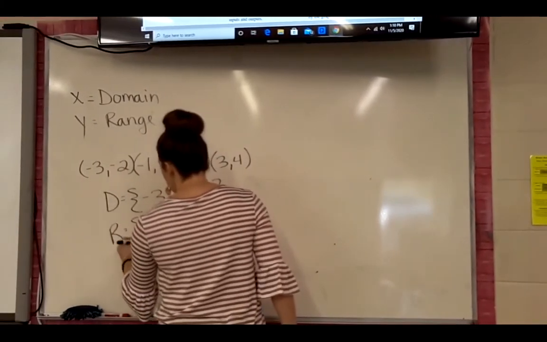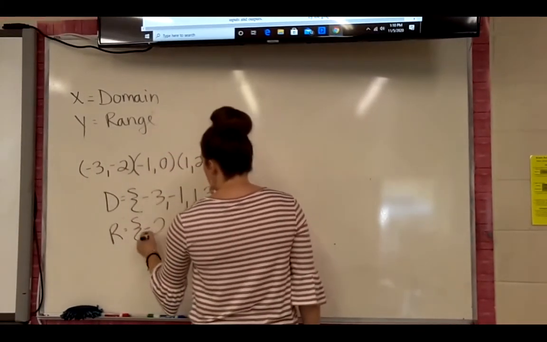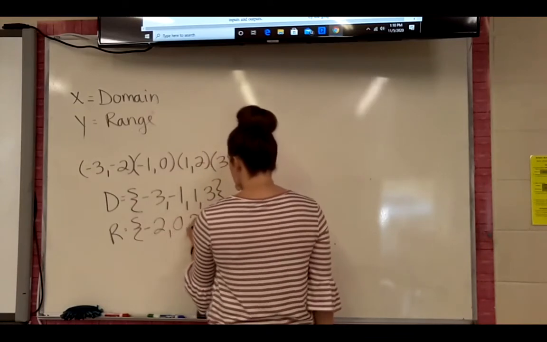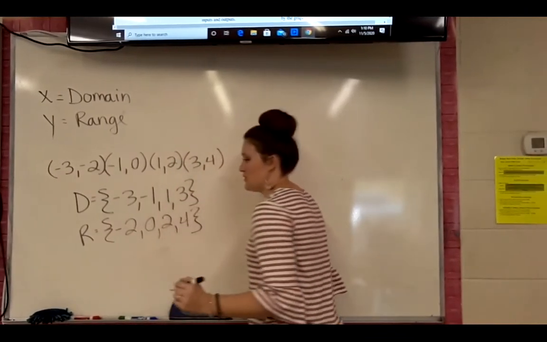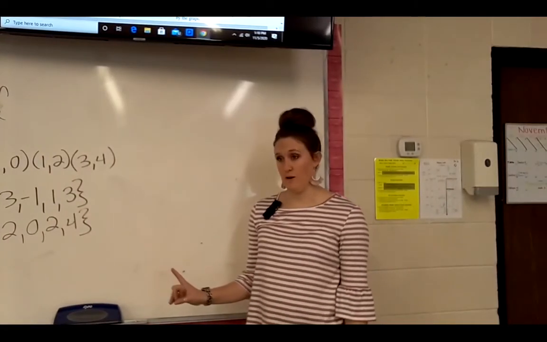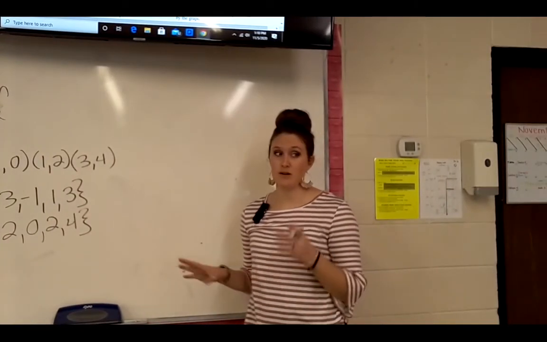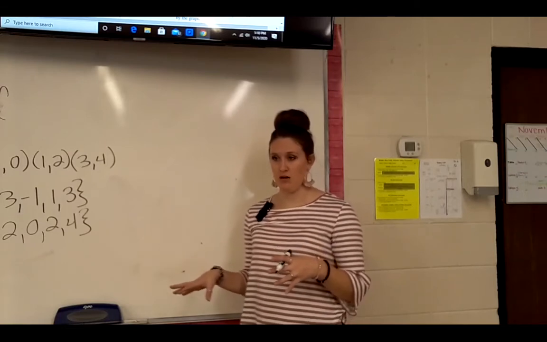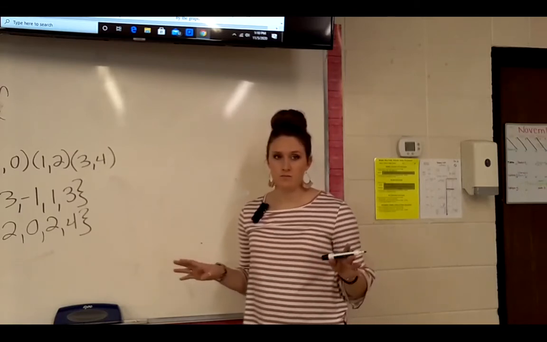My range, and you can just put D and R. We have -2, 0, 2, and 4. Your domain and range values. Does that make sense so far? Sure. I need you to be able to understand this one before the next one we look at. So if you don't understand it, let me know.